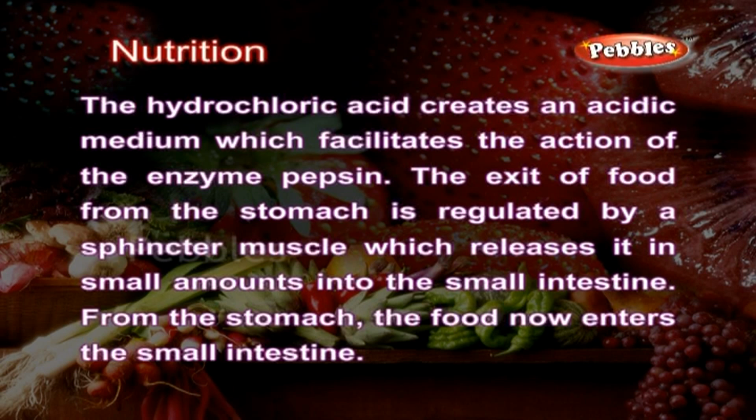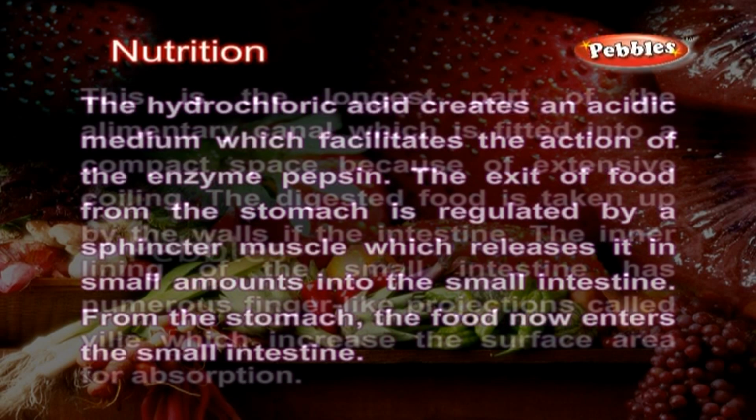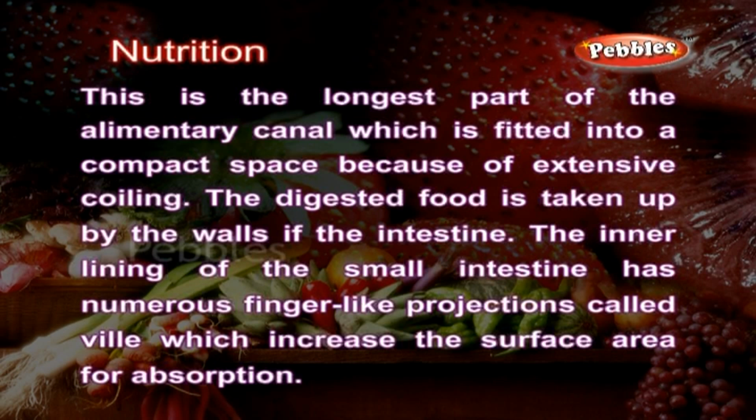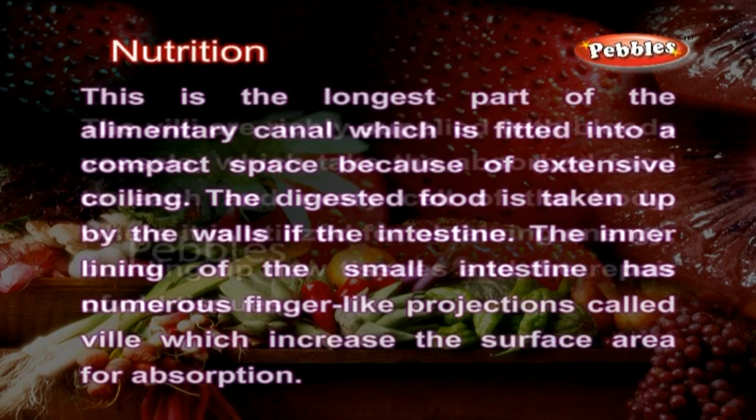The exit of food from the stomach is regulated by a sphincter muscle which releases it in small amounts into the small intestine. From the stomach, the food now enters the small intestine. This is the longest part of the alimentary canal, which is fitted into a compact space because of extensive coiling. The digested food is taken up by the walls of the intestine. The inner lining of the small intestine has numerous finger-like projections called villi, which increase the surface area for absorption.